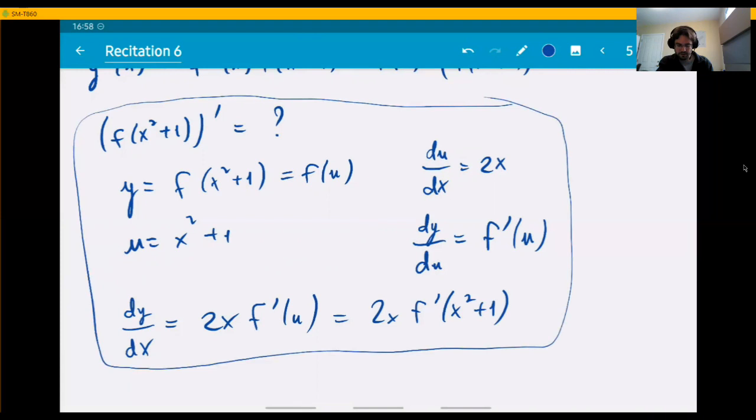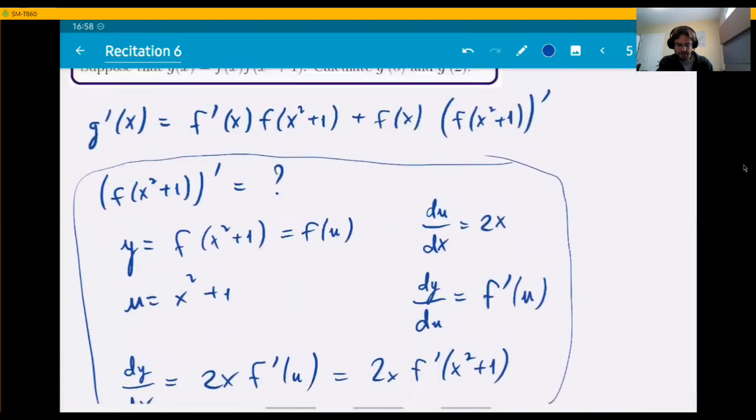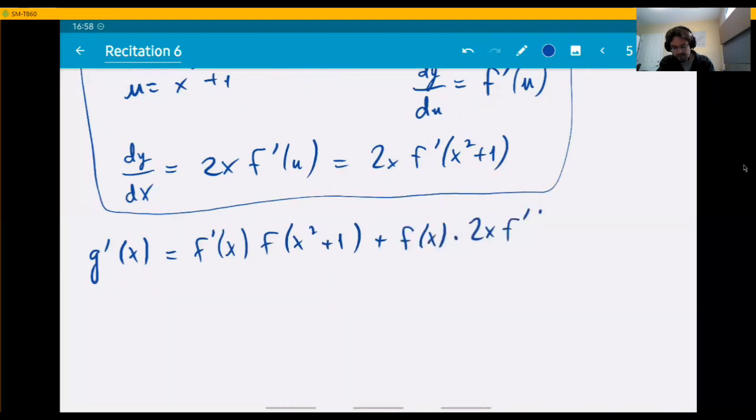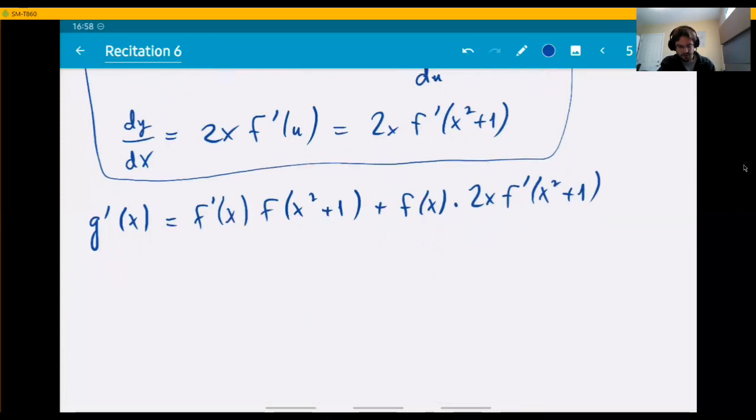So this was this derivative right here that appeared in the second term of the g prime. I'm going to replace that in there now. We have g prime equals f prime of x, f of x squared plus 1, plus f of x times this derivative that we just found. That's the formula for g prime of x. Now we're good to go with the table that we wanted.